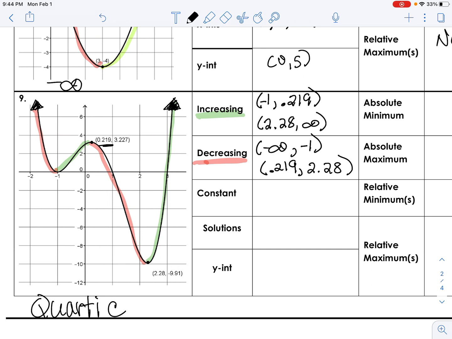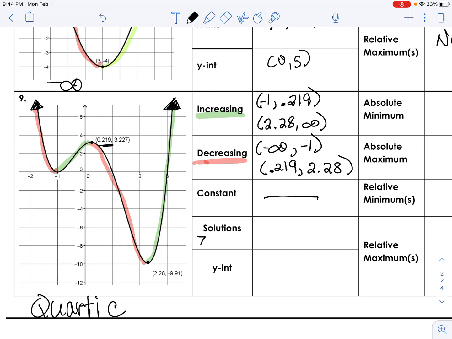0.219 to 2.28. Now you think, where did these numbers come from? Well, they come from graphing and having a graphing utility that will calculate those specific points for you. If you have a graphing calculator, I can show you how to use it. If not, we're going to have to use a different tool.